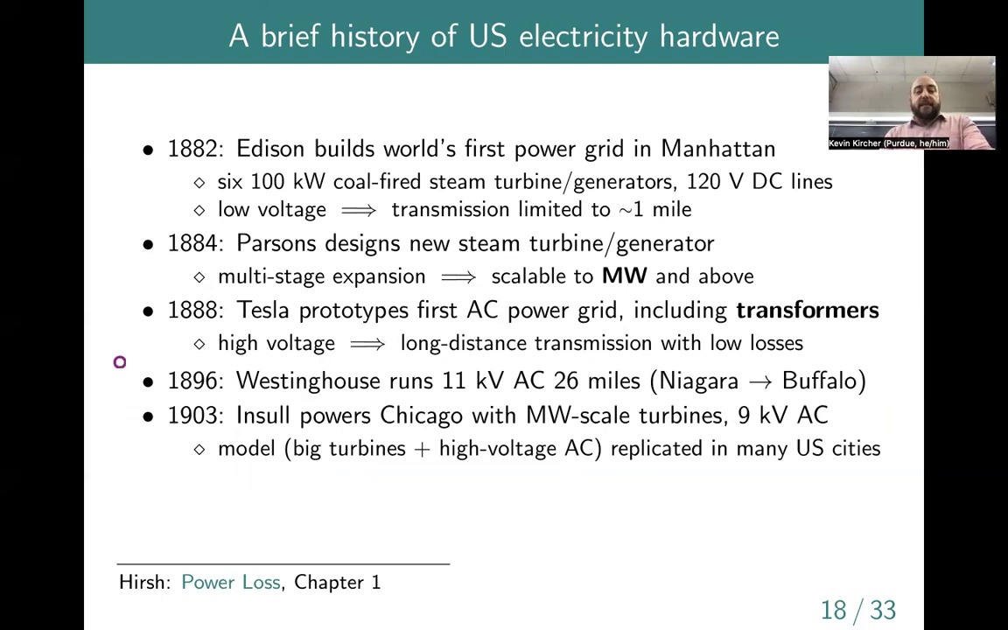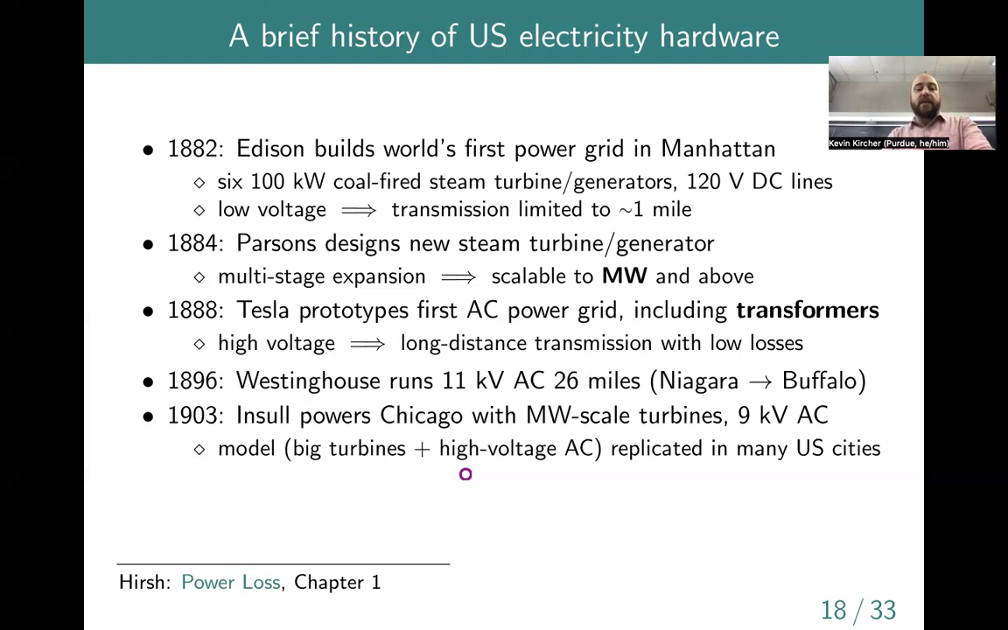And of course, there have been technological innovations since then. So solar panels and wind turbines didn't really exist in 1903, neither did nuclear power plants, right? We hadn't really discovered how to split the atom and things like that. But this basic model of a big centralized infrastructure and high voltage AC transmission was the winning model for essentially an entire century.